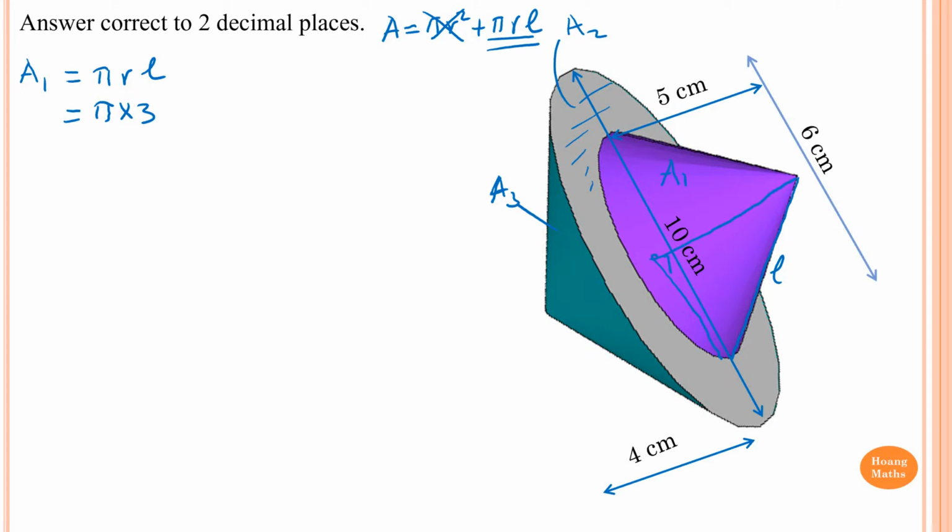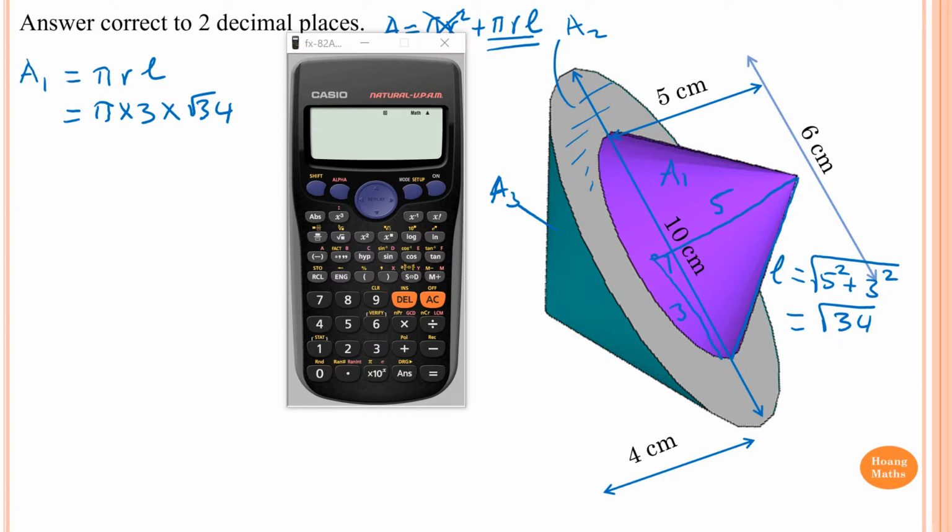So this is 3 and this is 5, so L equals the square root of 5 squared plus 3 squared. 5 squared is 25, plus 9, so it's 34. So 34, but square root. I'll leave that in exact form first, it just makes it easier. That's all, times the square root of 34. So now I just put that in the calculator. So you go shift pi times 3 times square root of 34, which is equal to this.